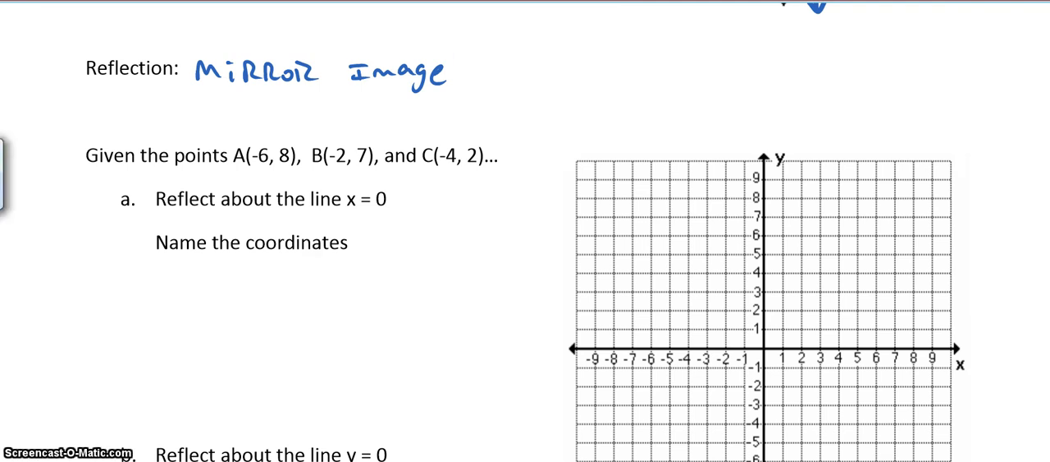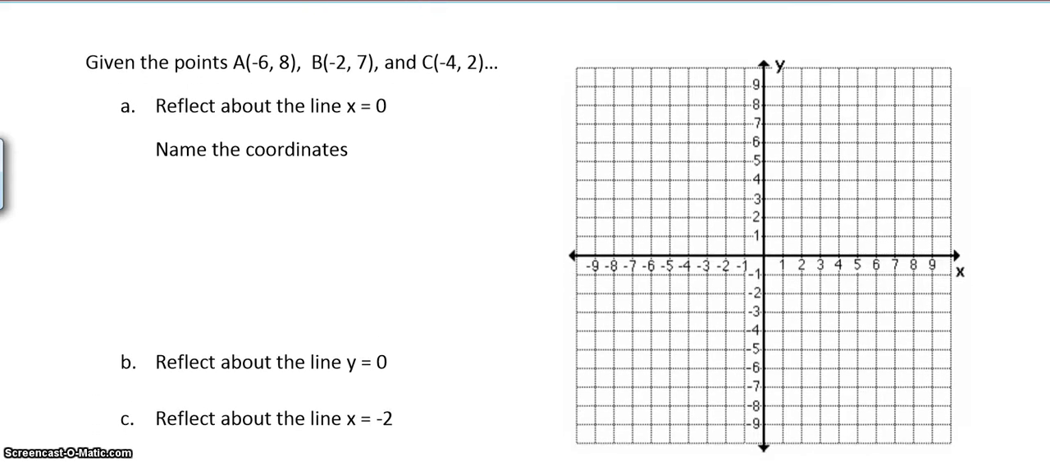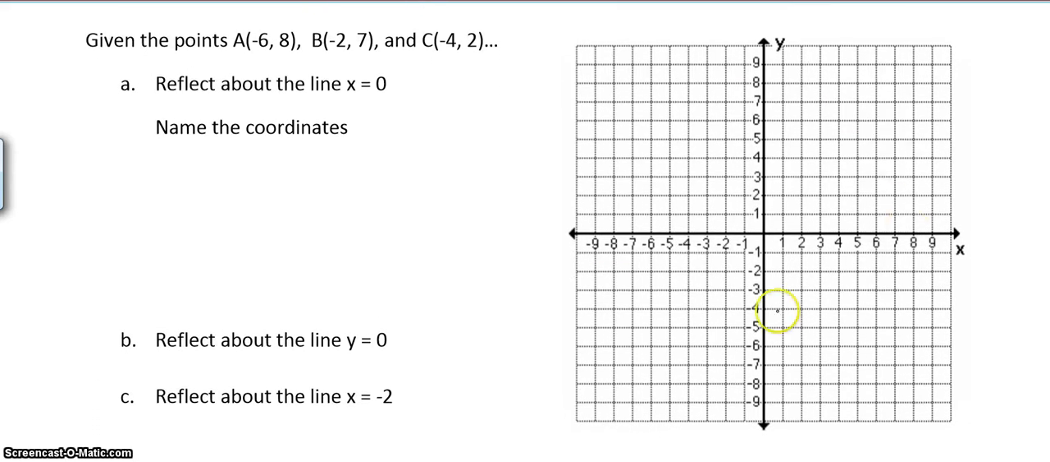So what we're going to do is reflect about some lines here. And this is a pretty involved problem, and we're going to do it all on one grid. So follow along closely. We're going to start by giving the points A, B, C. So let's plot those points.